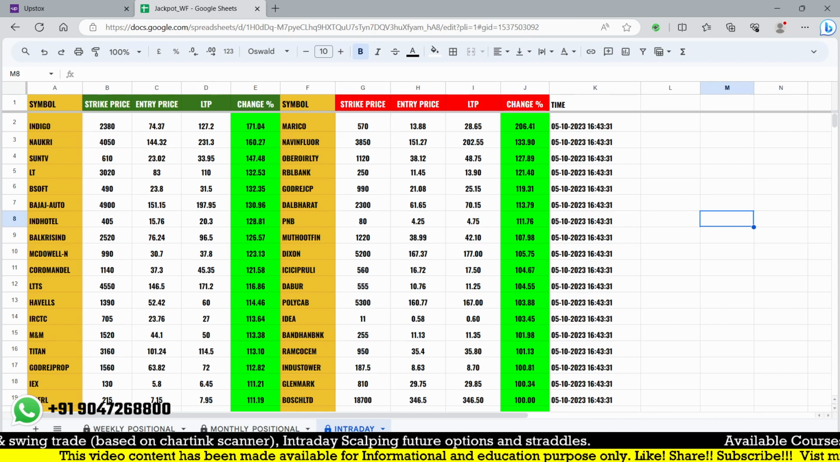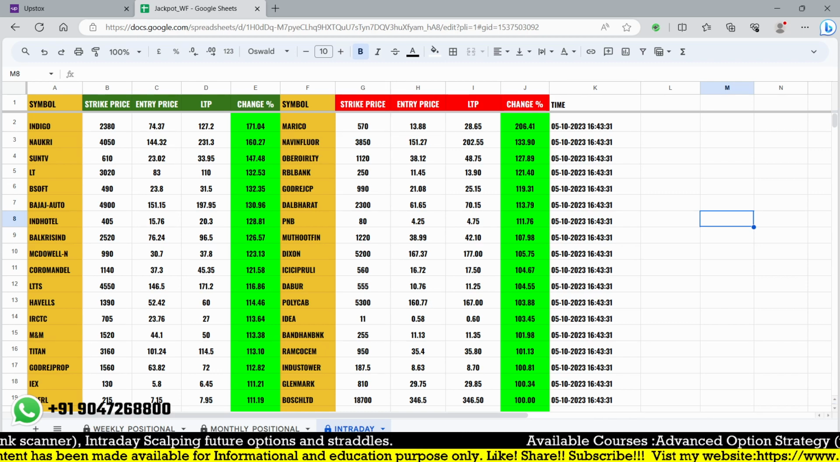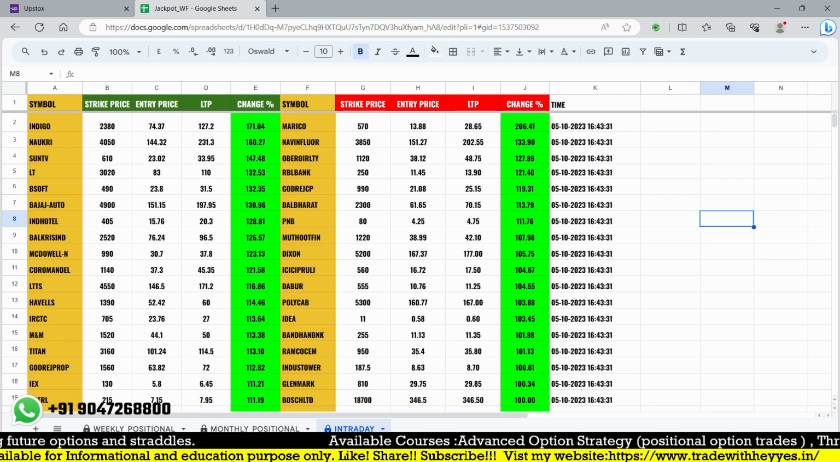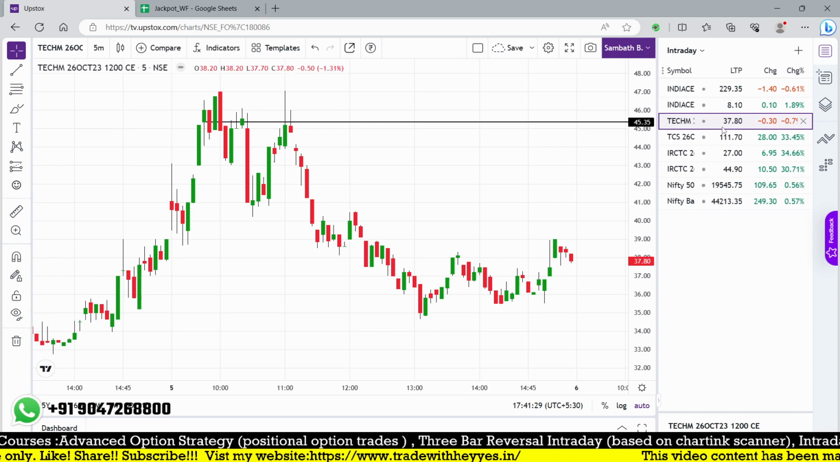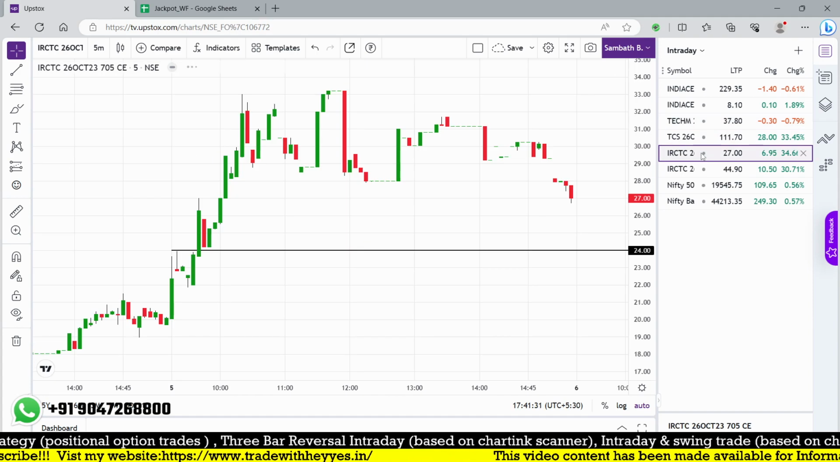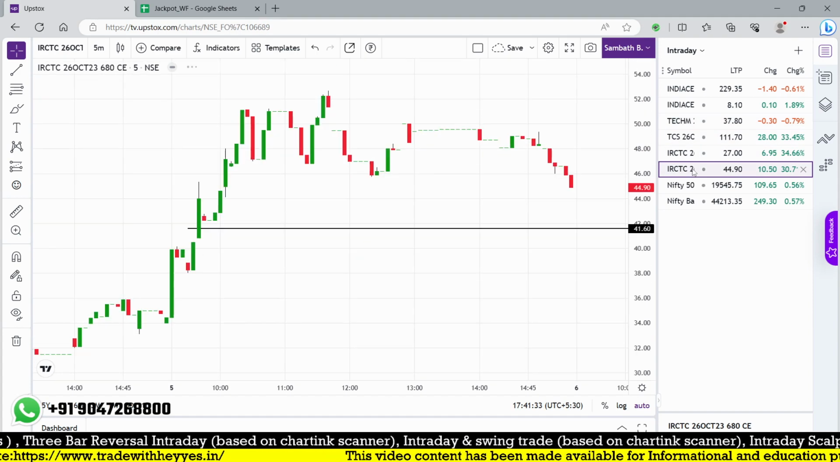If you are planning an intraday, always focus on good liquid and quality stocks. As per today's scenario, we found TCS, TKM not working well, TCS worked well, and IRCTC monthly and intraday both working well.